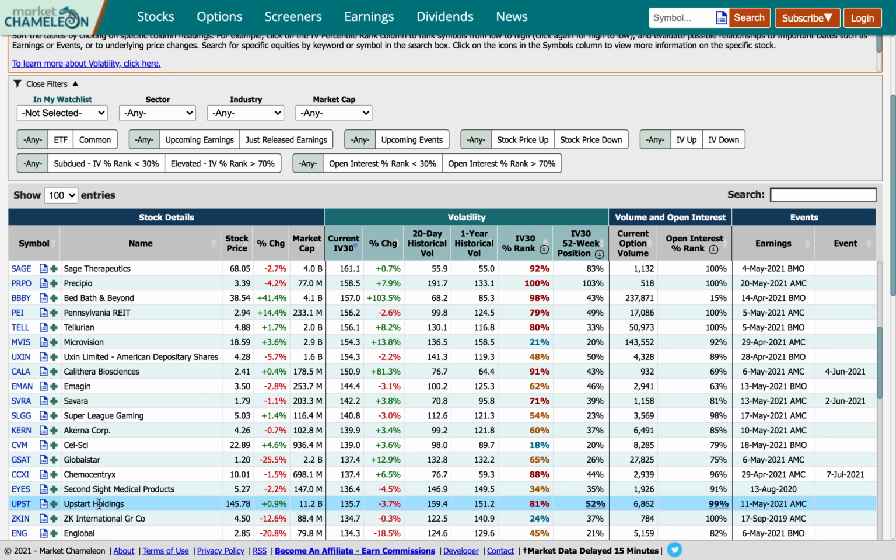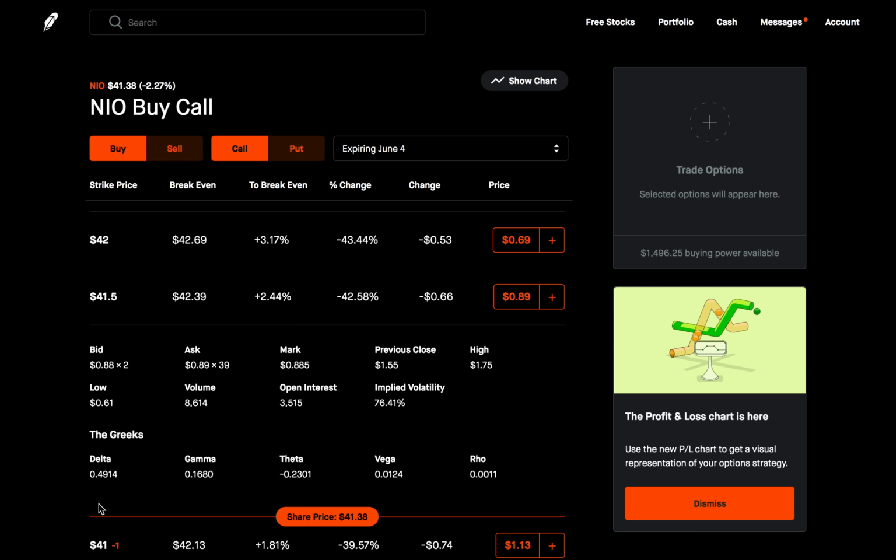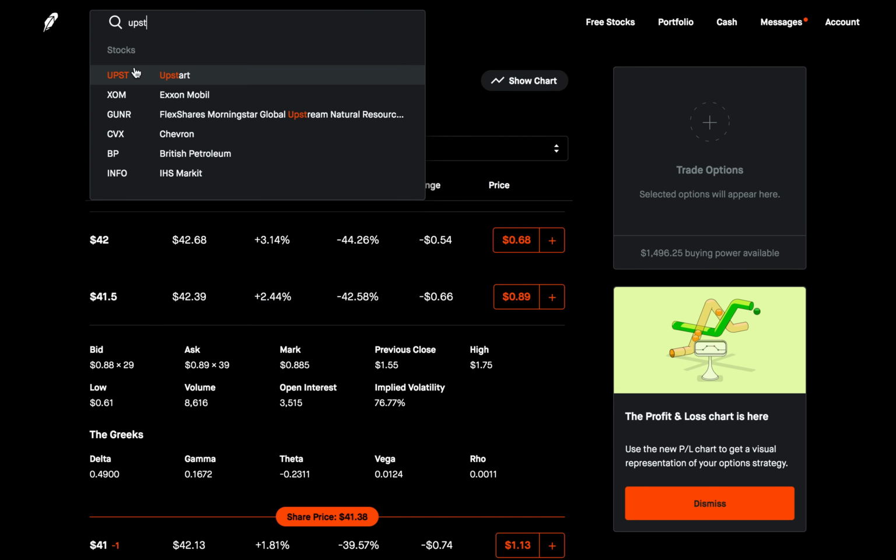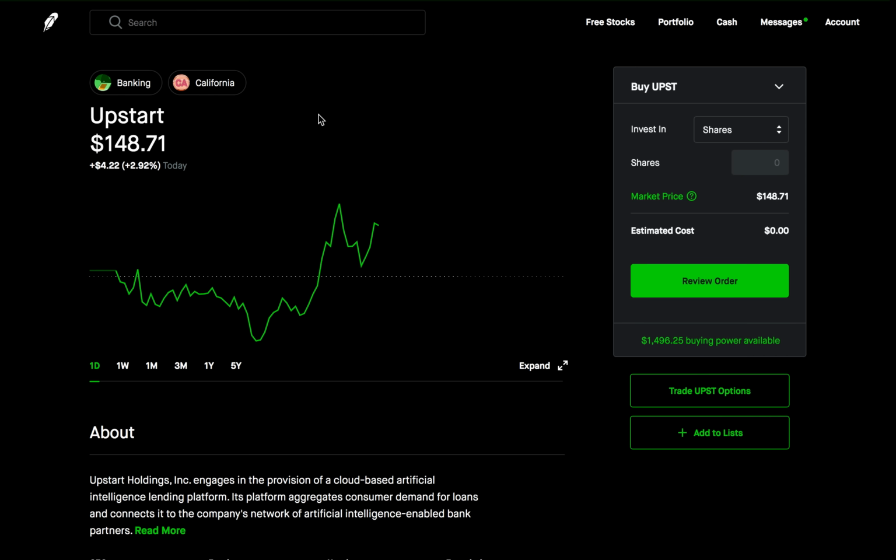So what I'm going to do then, I'm going to go back to Robinhood here. And this is just an example. So don't actually do it with Upstart here. This is just an example here. So again, let's pretend I'm bullish on this stock.